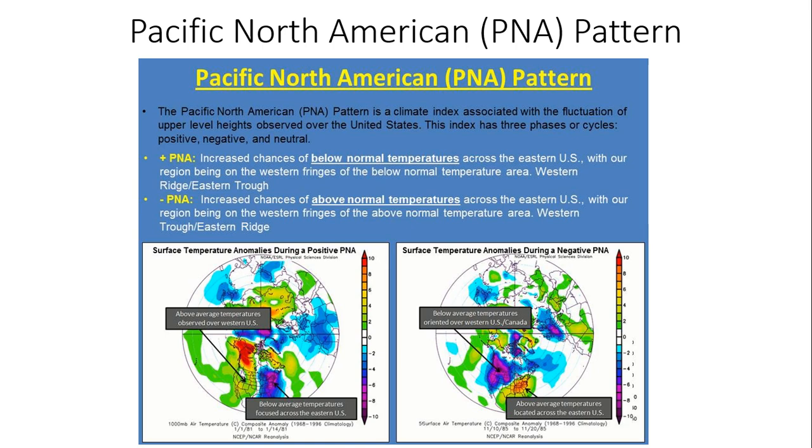So you get below average temperatures across the eastern U.S. with a positive PNA and a ridge in the western U.S. With a negative PNA, it's the opposite pattern. You get a trough or a dip in the jet stream across the western U.S. with below average temperatures, and you get a ridge over the eastern U.S. during a negative PNA, and you get above average temperatures in that case.